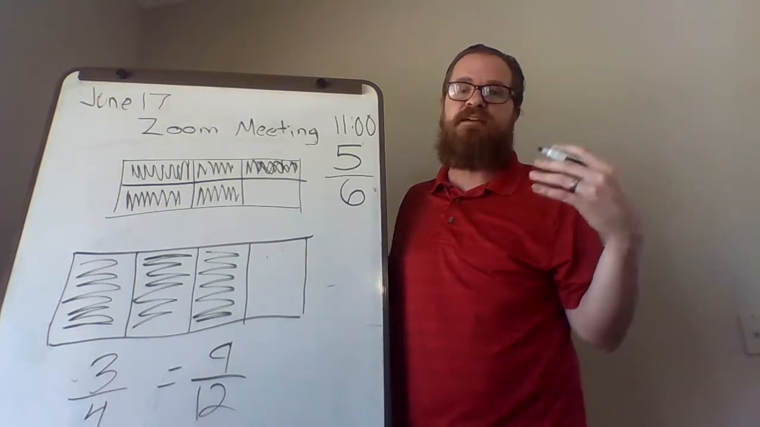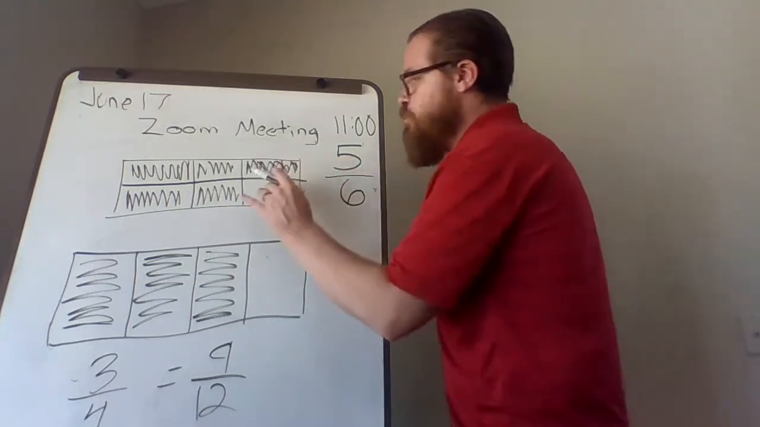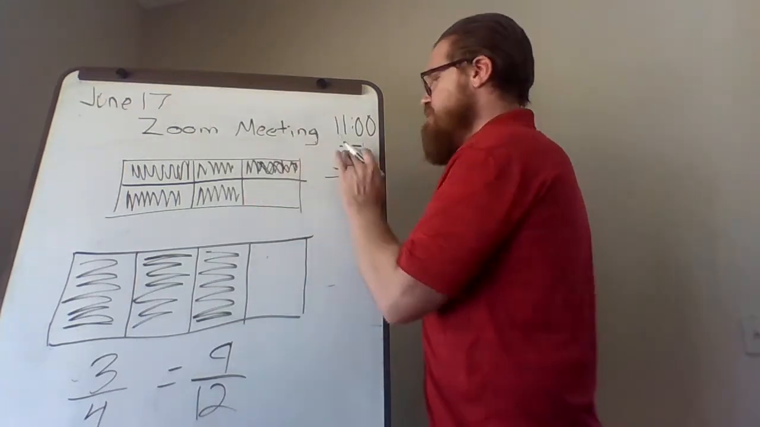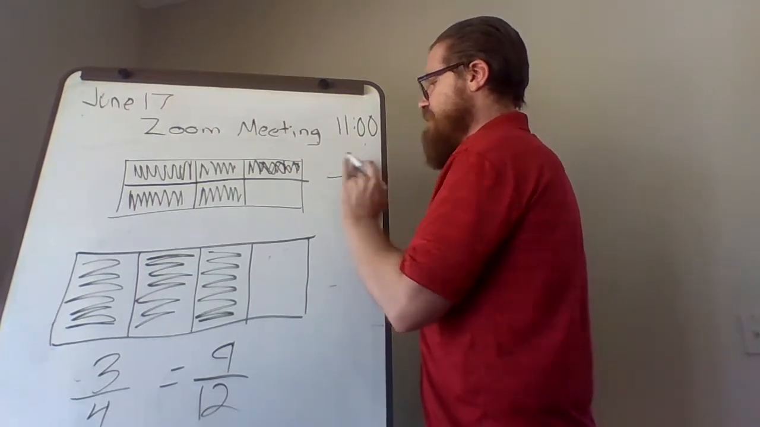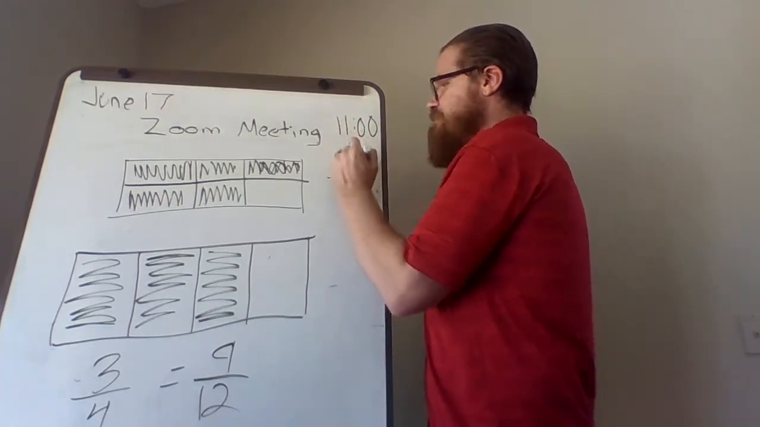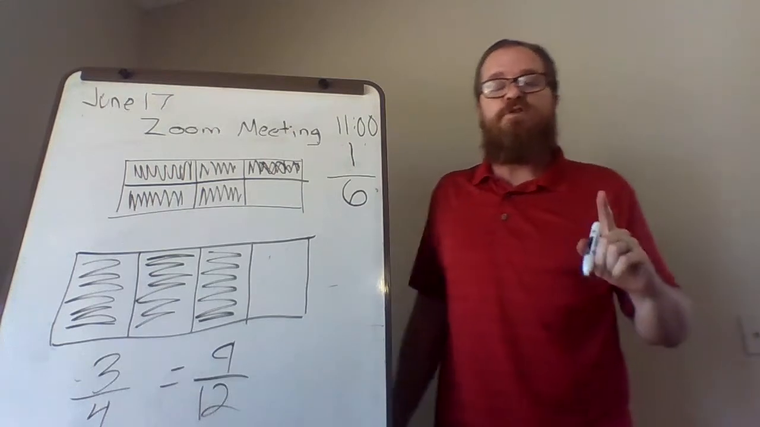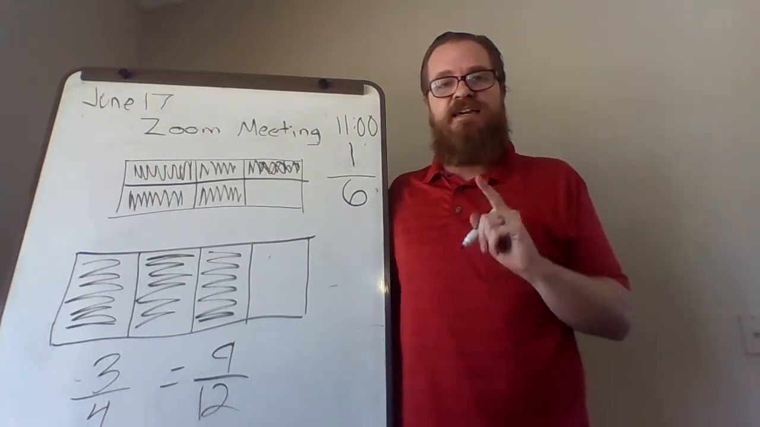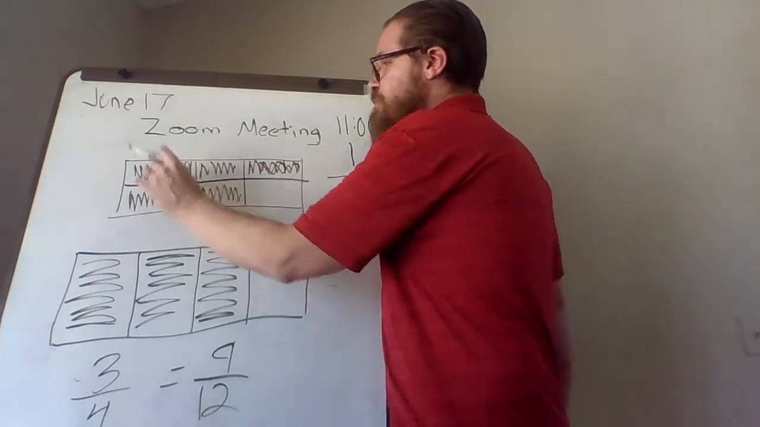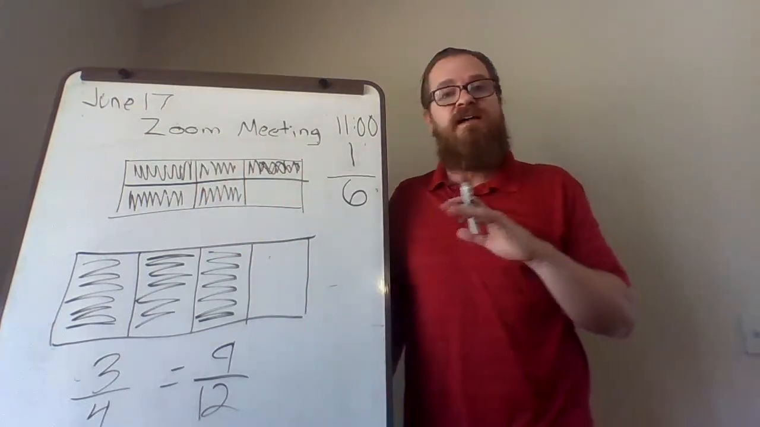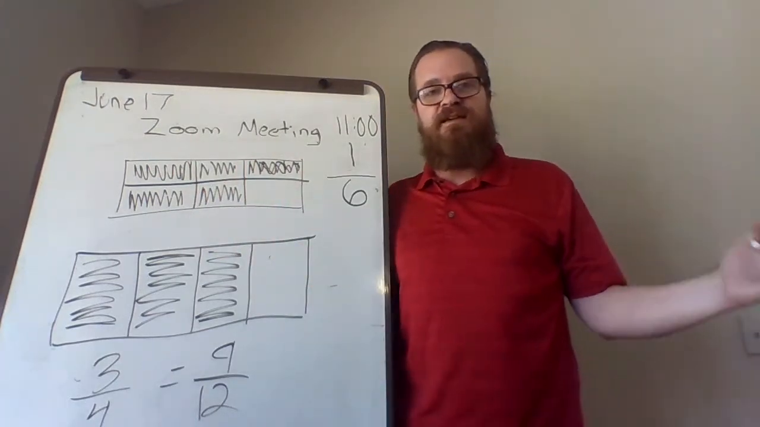Now, if I had asked how many sections are not shaded in, that would change my answer, wouldn't it? If they asked how many sections were not shaded in, then there's only one section that's not shaded in. So that would change my answer to 1/6. Notice the denominator did not change. Unless I change the number of sections in the whole thing, the denominator is always going to stay the same.